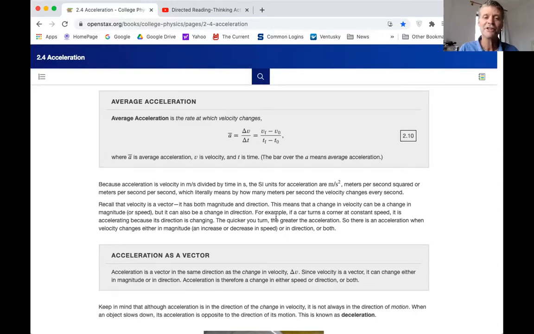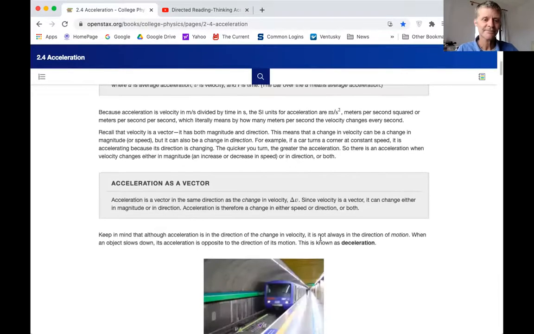My speed is not changing, my direction is changing. So by definition, that is acceleration. The quicker you turn, the greater the acceleration. This is why amusement parks are fun, because of the acceleration, a roller coaster, big accelerations. So there's an acceleration when velocity changes either in magnitude or in direction. Again, acceleration is a vector in the same direction as the change in velocity. Since velocity is a vector, it can change either in magnitude or direction. Acceleration is therefore a change in either speed or direction or both.